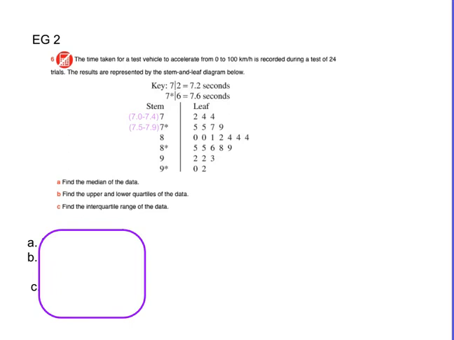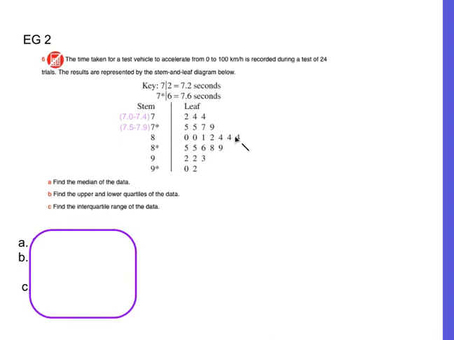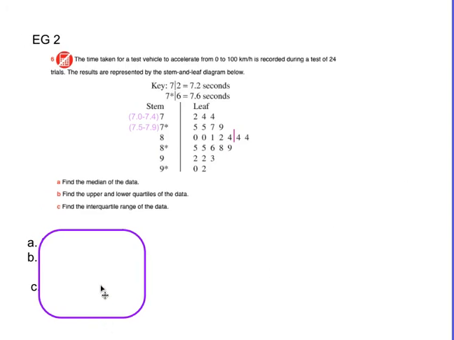So what you need to do on a stem and leaf plot is count them up. So we've got 3, 4, 5, 6, 7, 8, 9, 10, 11, 12. So our median is going to be halfway between 8.4 and 8.4. As you can see, I've just drawn on the stem and leaf plot. So in this example, our median is 8.4.